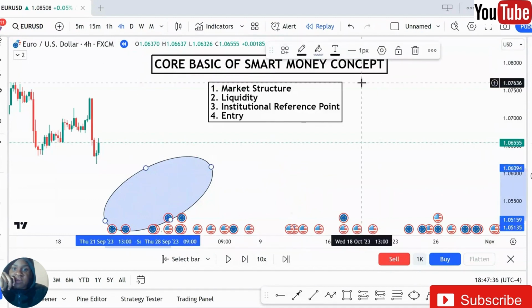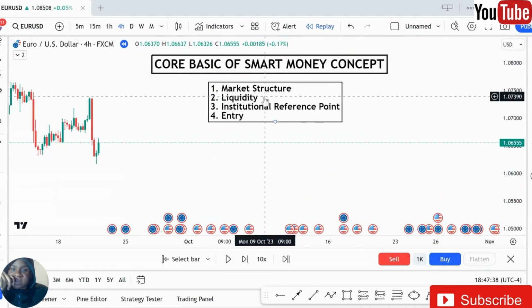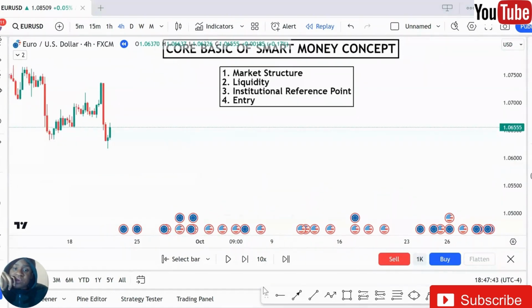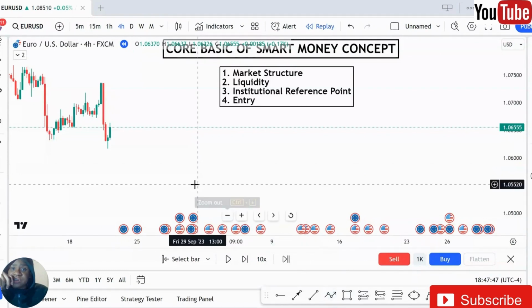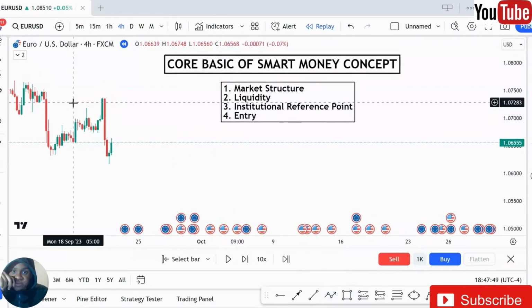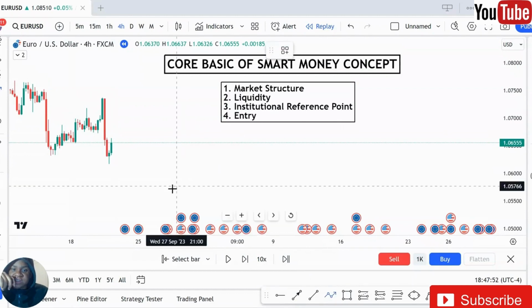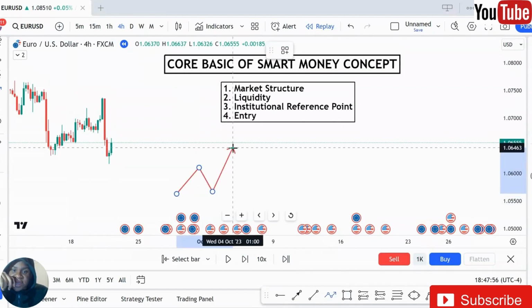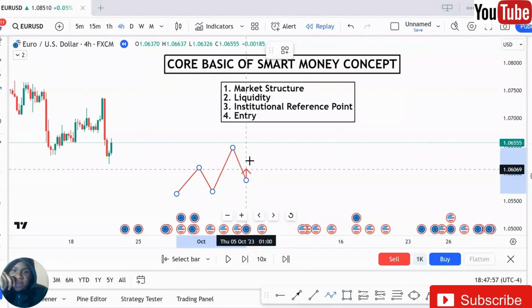Okay, now where do we come in liquidity? The second part is liquidity. Now for liquidity, we have the old lows and the old highs, and we have equal lows and equal highs. I will still show you how it looks on the chart also, but we're going to start with a sketch. Now we have the higher high, higher low, higher high, higher low, higher high.